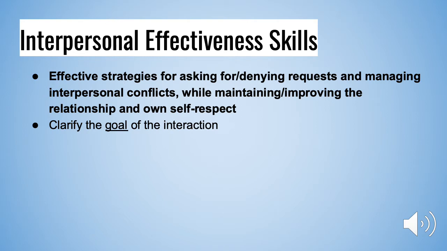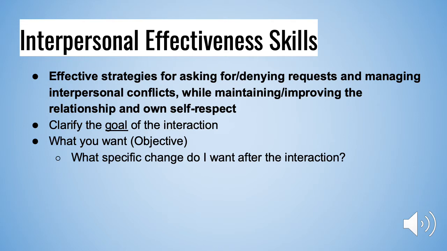And in any interaction, it is important to clarify what your main goal of that interaction is. And so this goal of the interaction is going to be what differentiates which of the interpersonal effectiveness skills you might focus on. So if your goal of the interaction is getting what you want, you might find yourself asking, what specific change do I want after the interaction? That would be focusing on objective effectiveness skills.